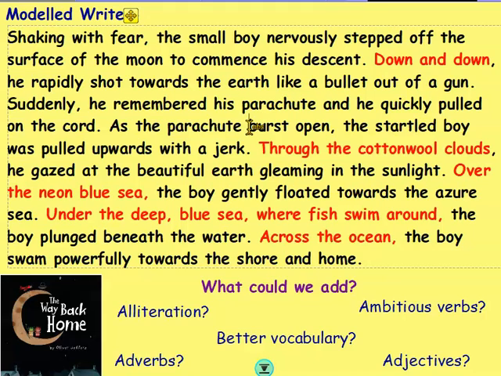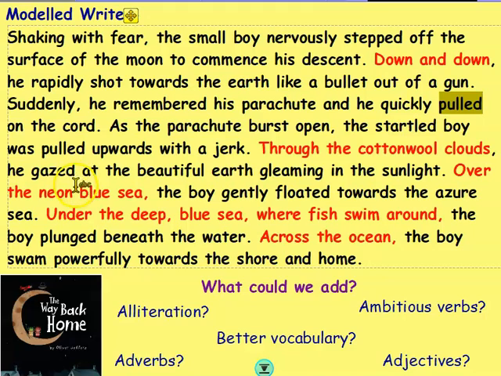What about better vocabulary? Let's have a look. I've got pulled here. Could I replace that with tugged? Would that be more powerful? You get the idea. You can always go through and up level and make sure that you've got the best words in your writing that you could have.